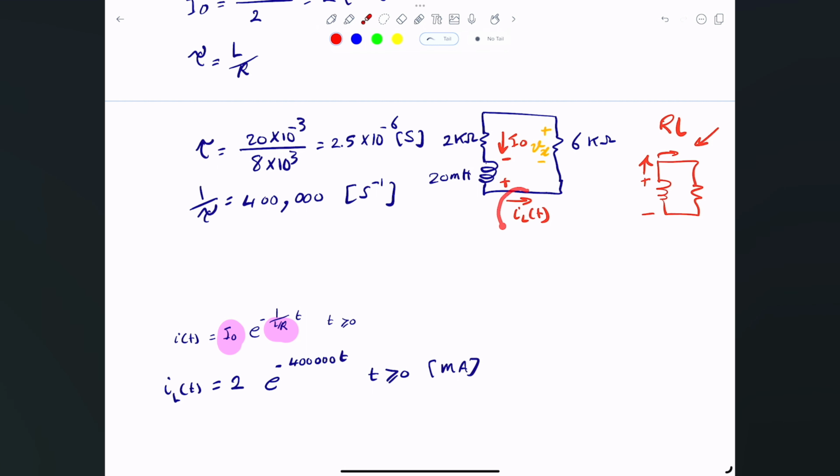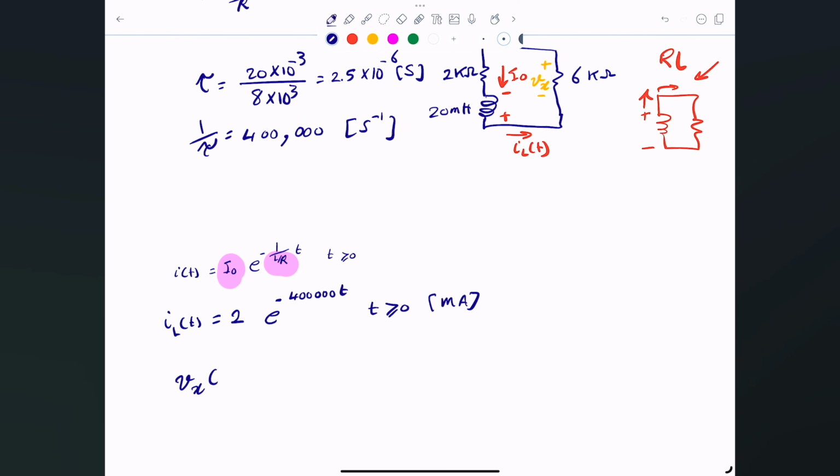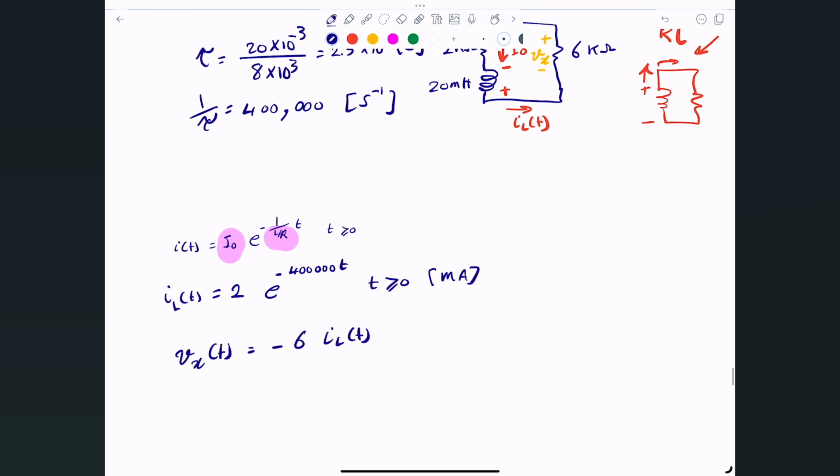Or, much simpler, I know the current flowing through the 6 kilo ohms, and I'm interested in the voltage across it. I can directly say Vx of t after switching is simply negative 6 times IL of t. The negative happens because this particular current is entering the negative terminal here, so the passive sign convention tells us that we have to put a negative. So that will become negative 12, since this is 6 kilo ohms and the current is in milliamps, so this is in volts: negative 12 e to the negative 400,000 t, for t greater than 0, in volts.